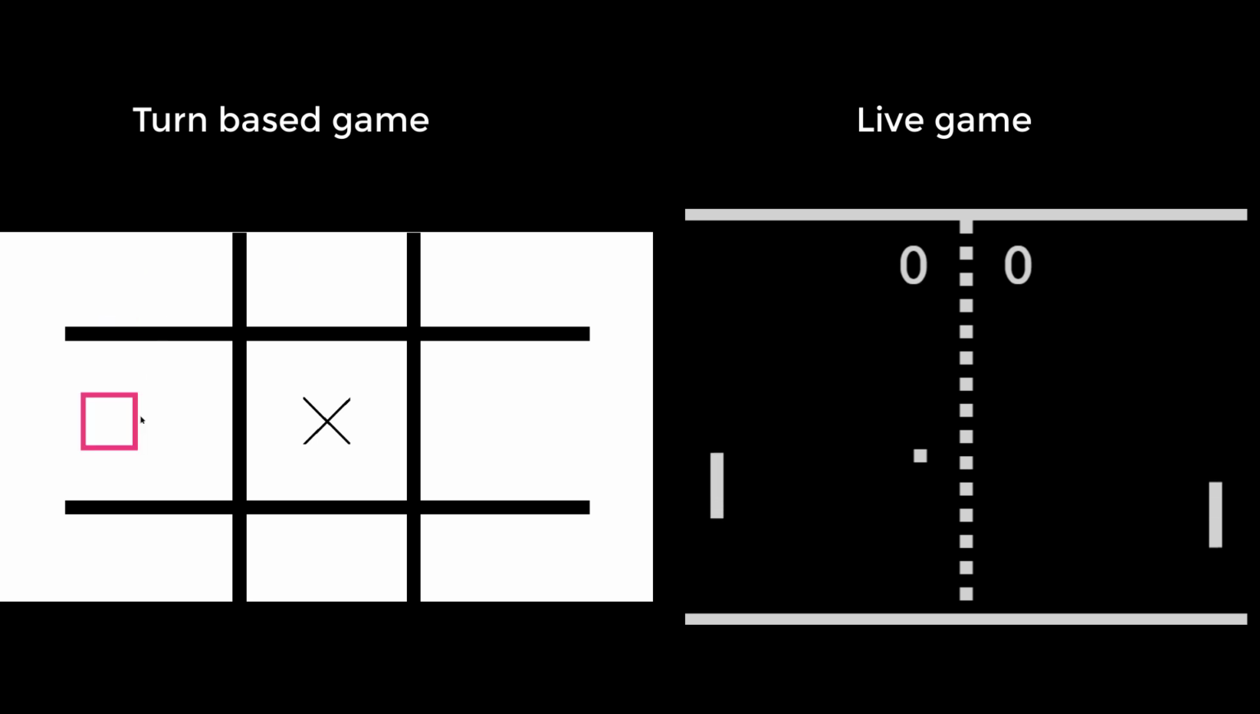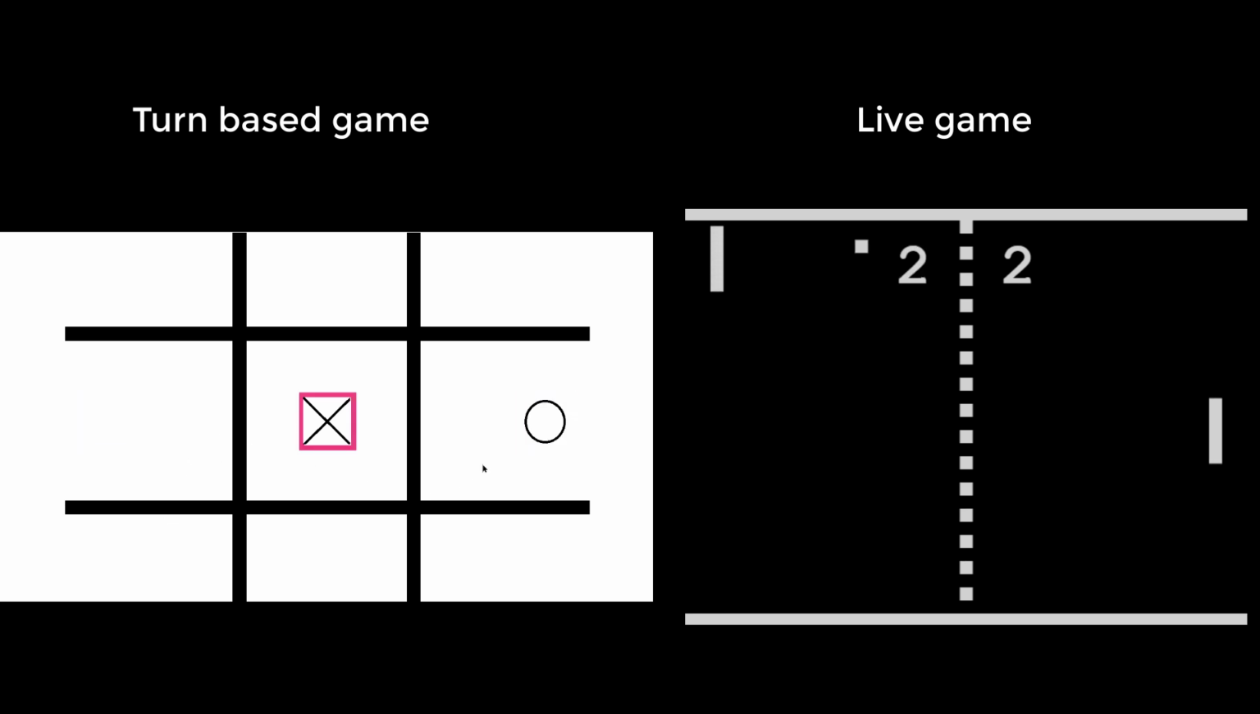BCI 2000 Hyperscanning supports two types of multiplayer games, turn-based and live action. In turn-based games like tic-tac-toe, players take turns making decisions and performing actions within a set time frame. After a player completes their turn, the next player takes their turn, and so on until a specific condition is met to end the game.